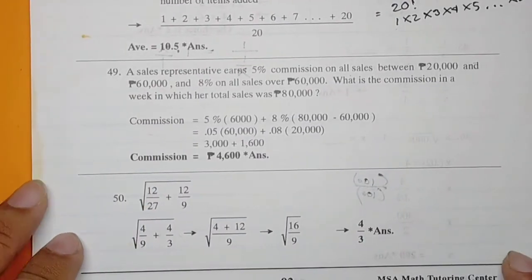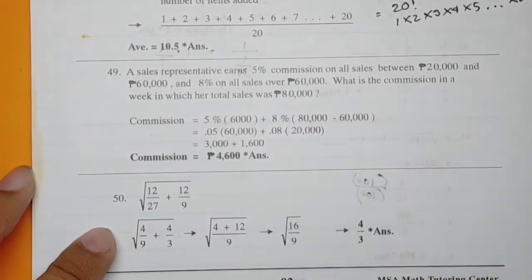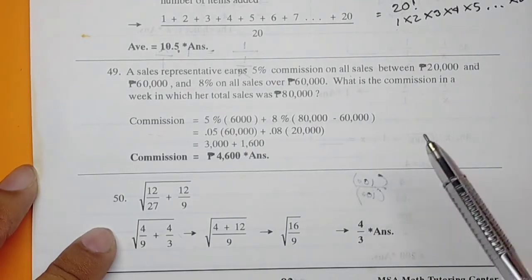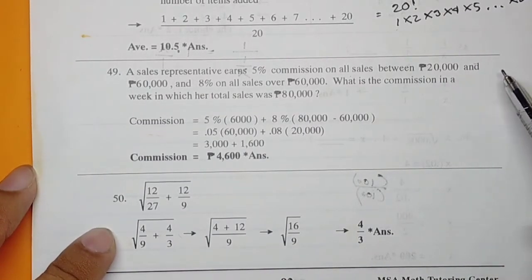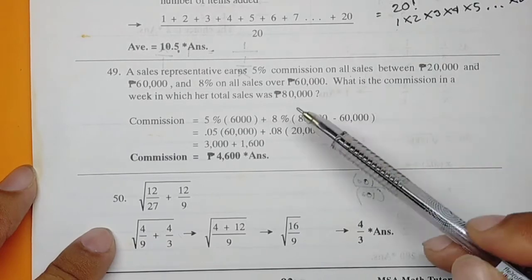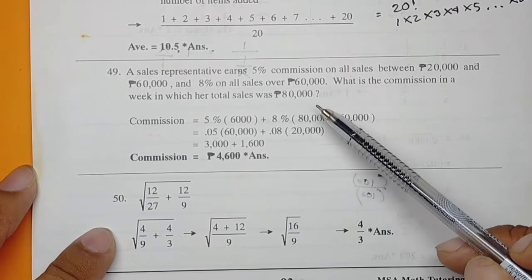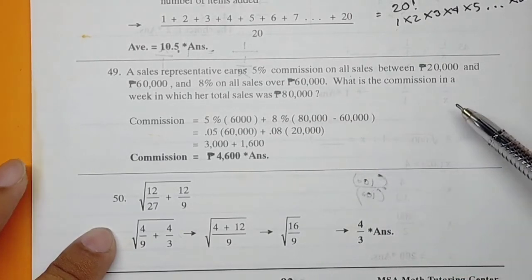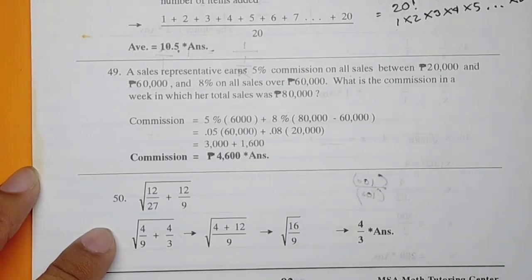Okay, so moving on, a sales representative earns 5% commission on all sales between 20,000 pesos and 60,000 pesos and 8% on all sales over 60,000 pesos. What is the commission in a week in which your total sales was 80,000 pesos?